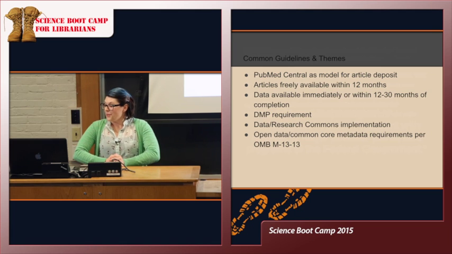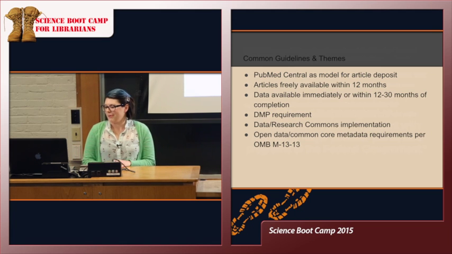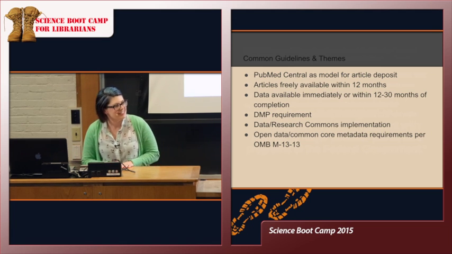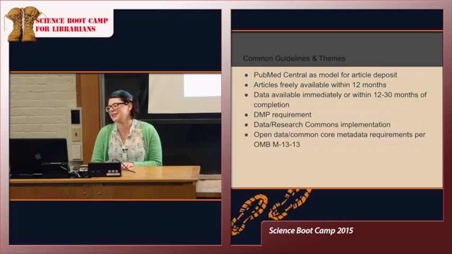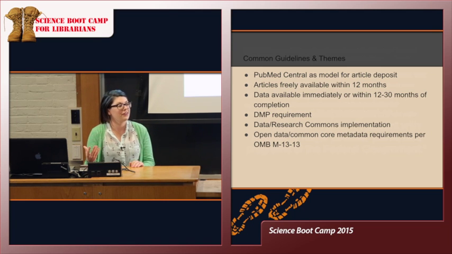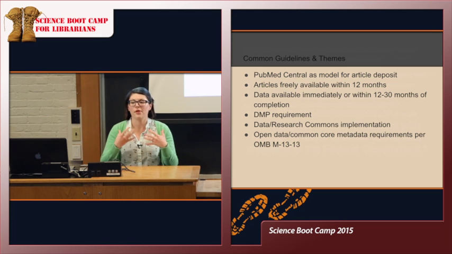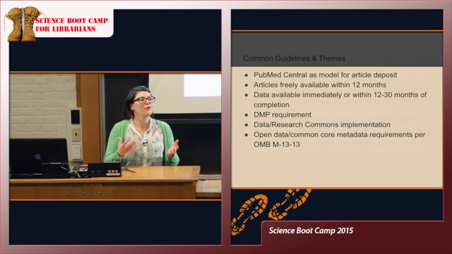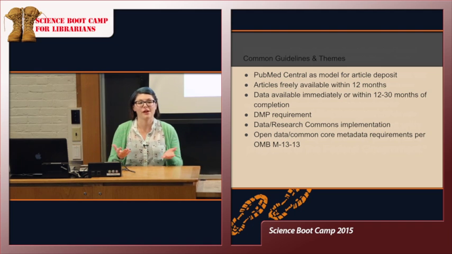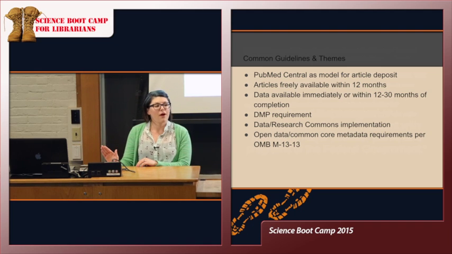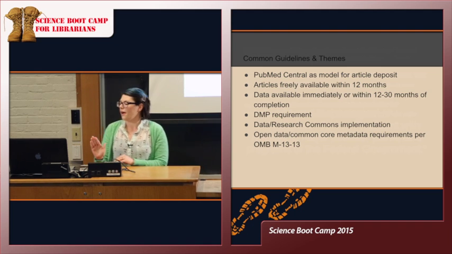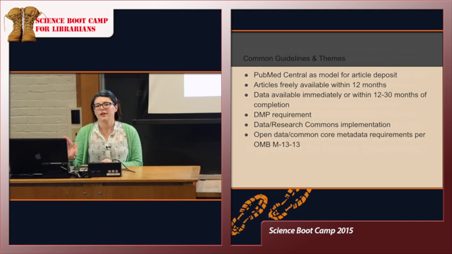And then the Open Data Common Core Metadata Requirement, OMB M-13-13. So I'm excited about this one because, again, it's the government recognizing that we do have to have a common way to describe the stuff that we're producing. We need to have a common language for describing the stuff that is out there. So a lot of the policies are talking about we're going to ask folks to describe their data according to this metadata schema.